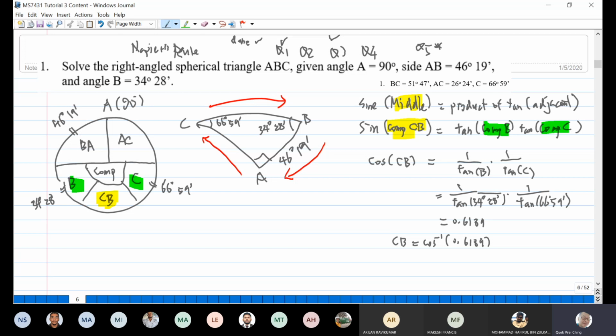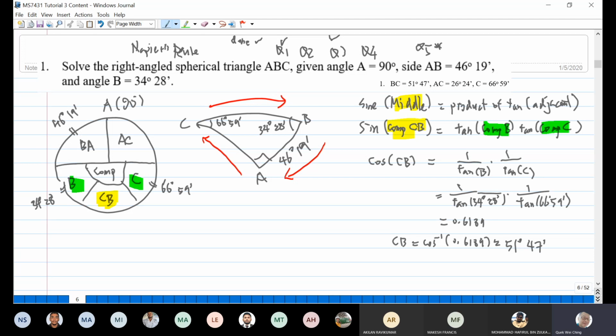Then I want to find cosine inverse here. Shift cosine inverse. Answer 51 degree. I made a mistake there just now. Okay, 51 degree and 47 minutes. Okay, so this is BC now. This is BC correct already.